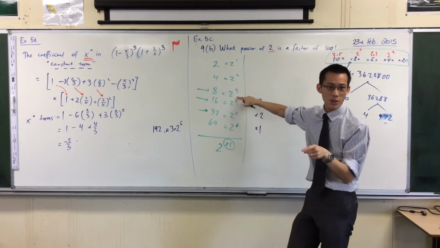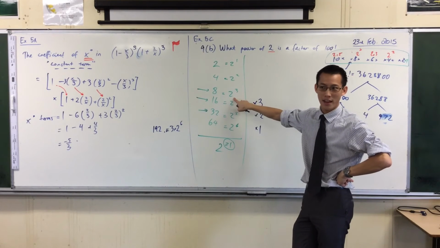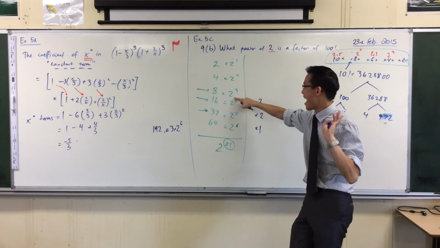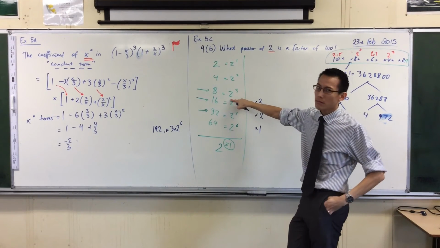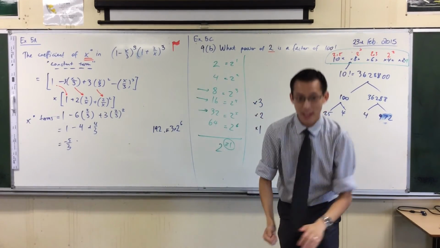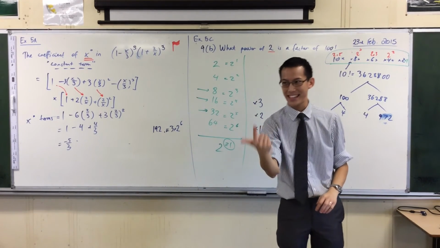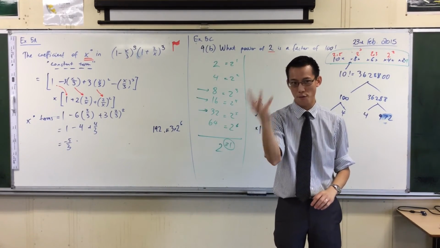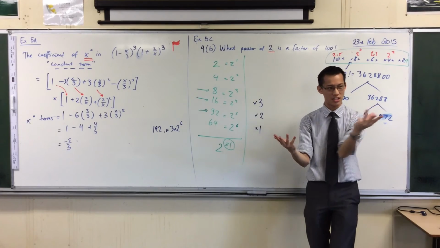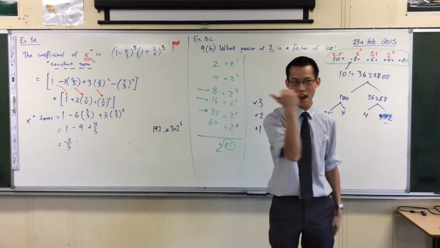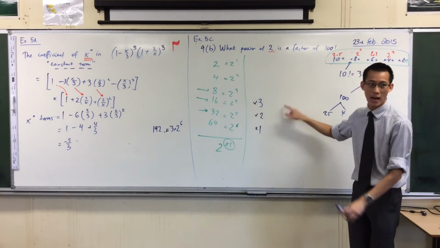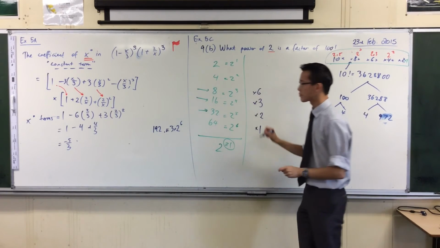How many multiples of 8 are there? 12. Let's count them out. I can go 8, 16, 24, 32, 40, 48, 56, 64, 72, 80, 88, 96, and then I'm finished. So there are 12. How many have I already counted? 6.